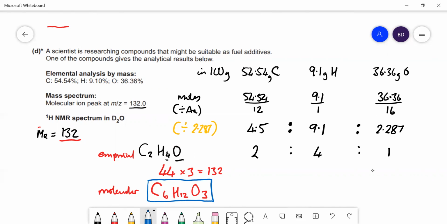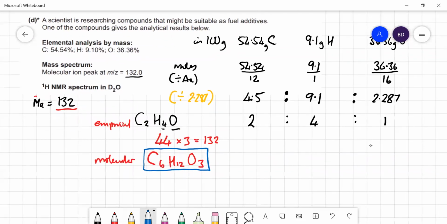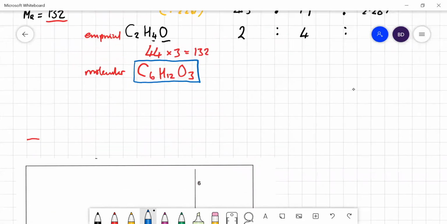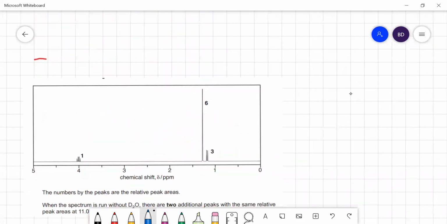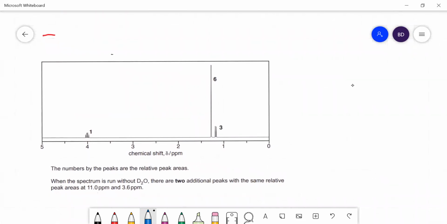Right, the NMR has been done in D2O. So here's the NMR trace down here. Right, okay, so I'll just write down the formula. We've got, it is C6H12O3, sorry, it wasn't C3, it's C6, isn't it?